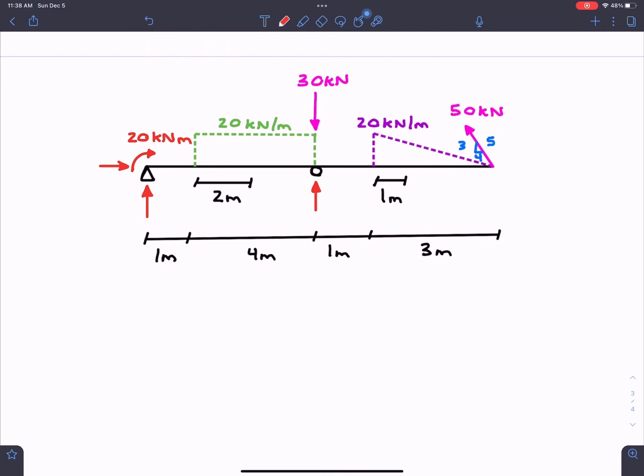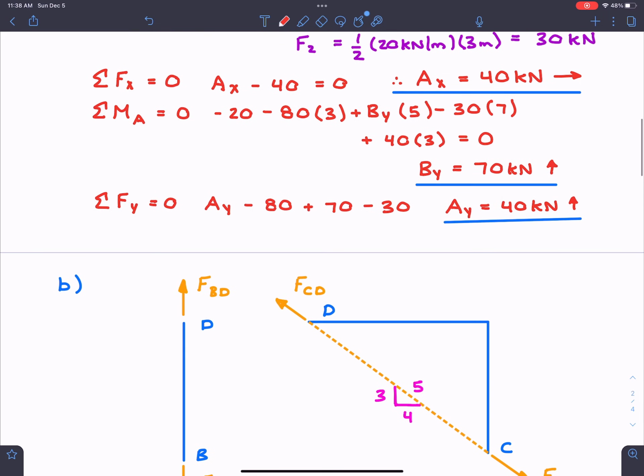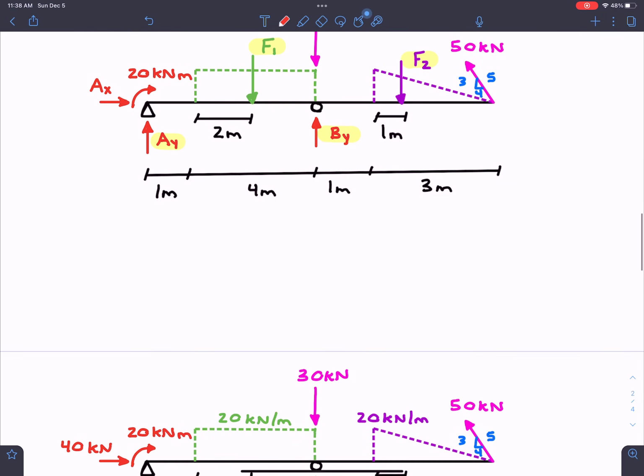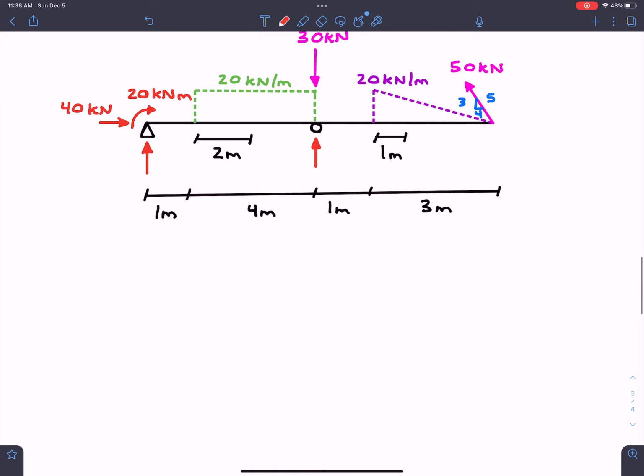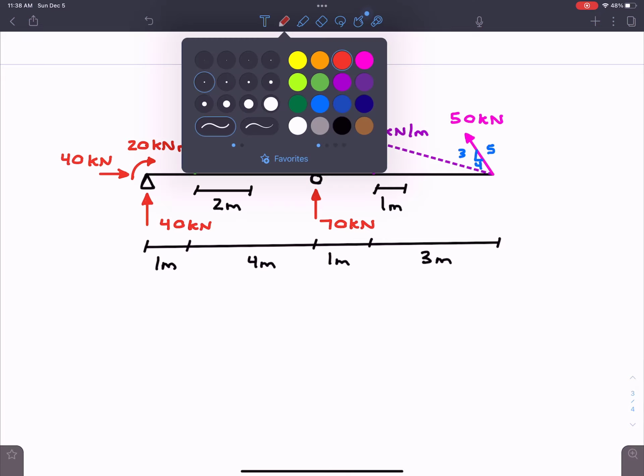We know our reaction forces. We said that AX was 40 kilonewtons. We said that AY was, I believe, 40 as well. We'll just go up and check. Yep, 40 kilonewtons. We know that this is 70 kilonewtons. And if we look at our diagram here, it's actually nice because we have every piece of information. There are no unknowns. So we're going to do the easy method for the shear force diagram.